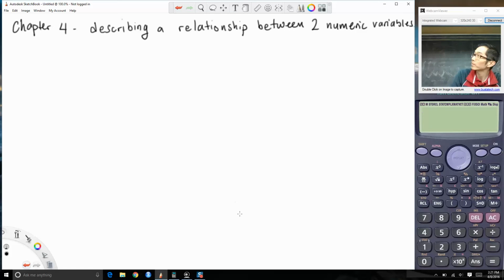Okay. So chapter 3 was all about basically describing a numeric variable, its distribution, its center, its spread, its shape, all of that. Numeric summaries and graphic displays. Chapter 4, we are describing now two numeric variables.